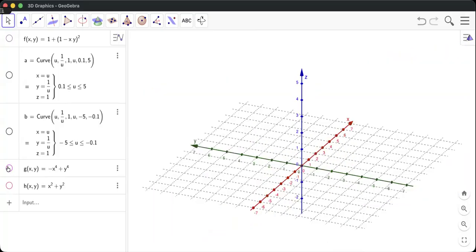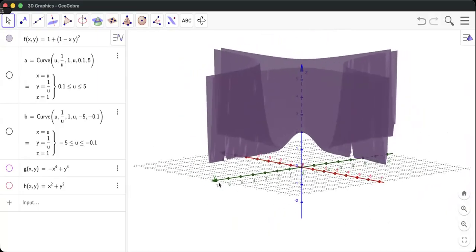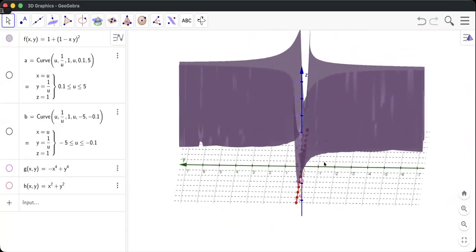And this function, again, you'll see, I'm putting here the 1 just for convenience so that the graph is easier to see. Really what matters is the 1 minus x times y squared. But that way it will lift the graph by 1 unit, so it's a little bit easier to see on GeoGebra.